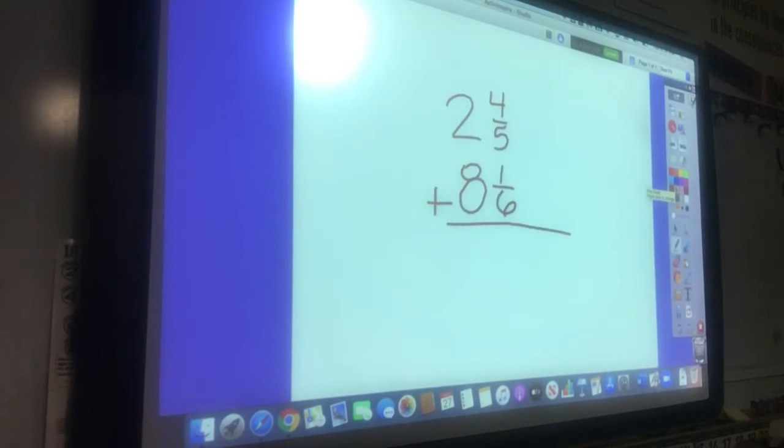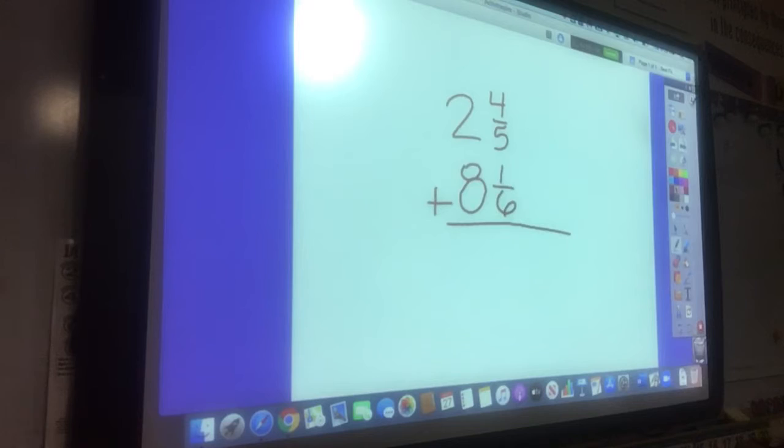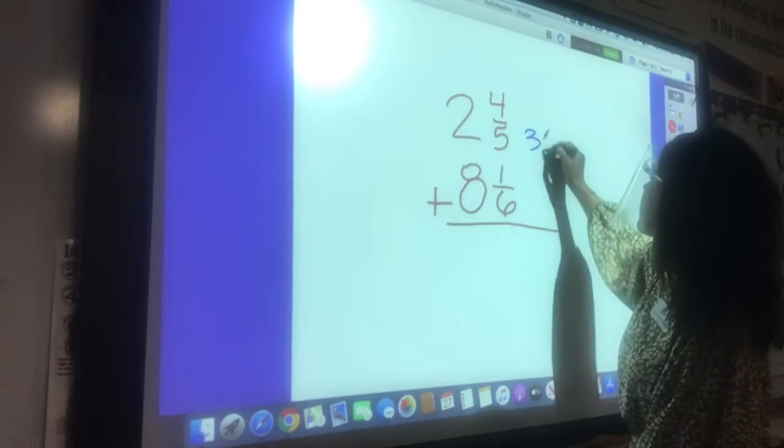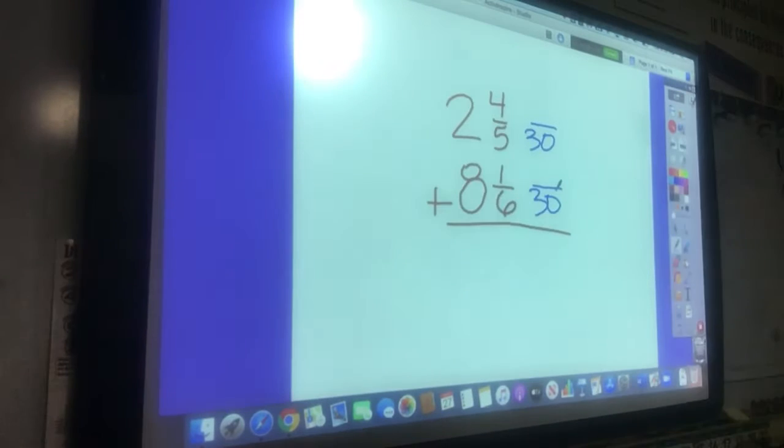Okay, so we have 5 and 6 as our denominators. Do they only share one as a factor, does 5 go into 6, or do they share more than one as a factor? Lex. They only share one as a factor. Right, so we multiply them. Okay, so we know it's gonna be 30. Okay, now we need to get our numerators.